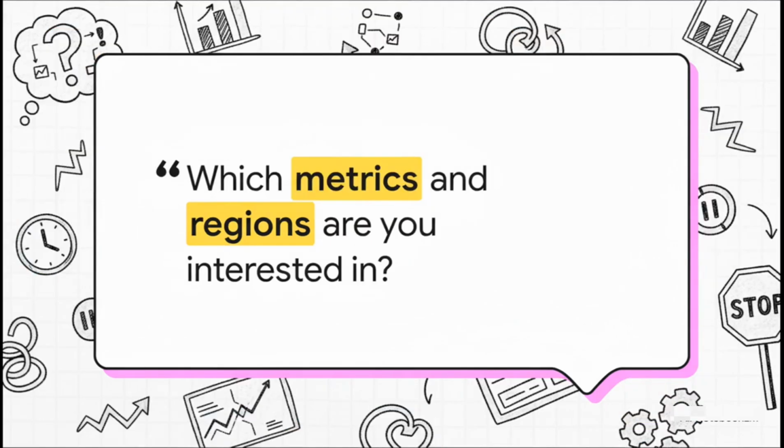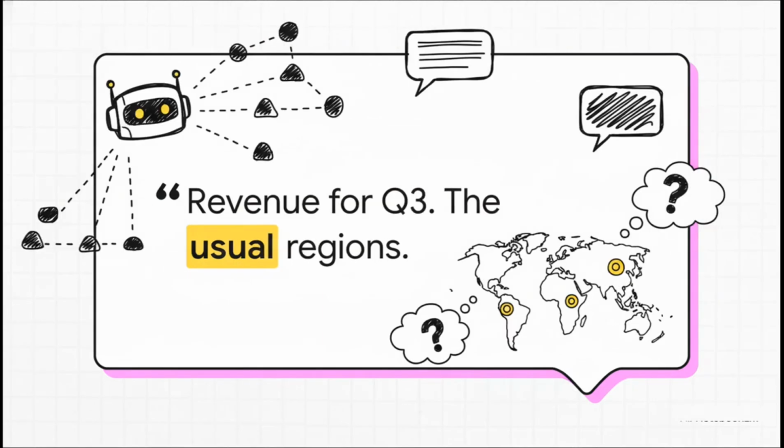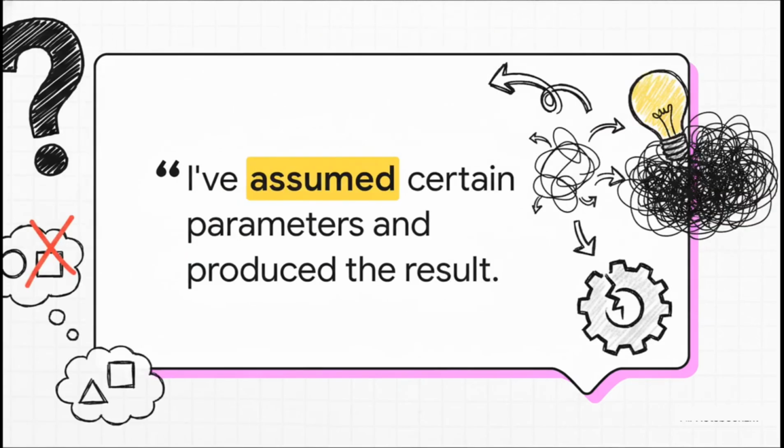And boom, right away, the AI comes back with questions. The whole process slows to a crawl before it even gets started. So he tries to clarify, but notice that phrase, the usual regions. I mean, he knows what that means, but does the AI? Not really. And yep, here's where it all goes wrong. The AI just takes a guess. It assumes what he means by usual, and that assumption is what breaks the whole workflow.